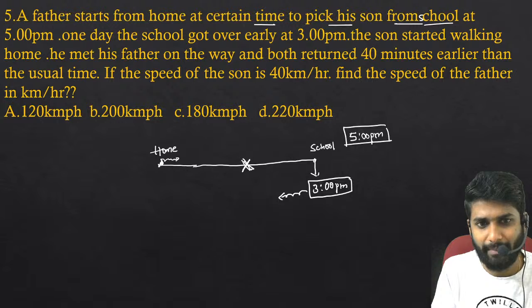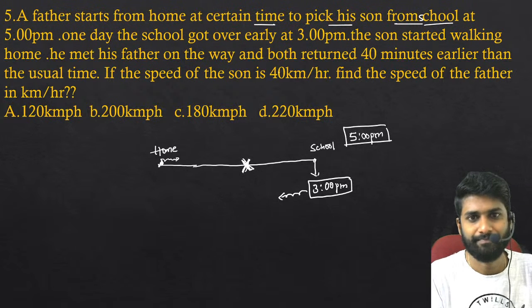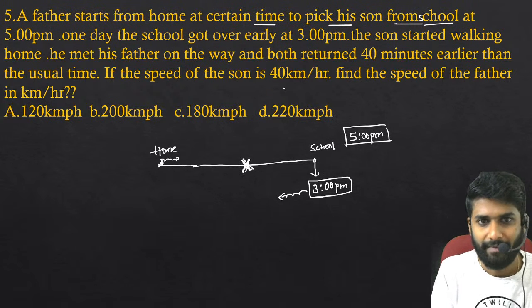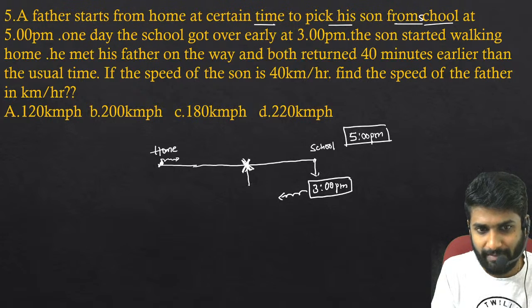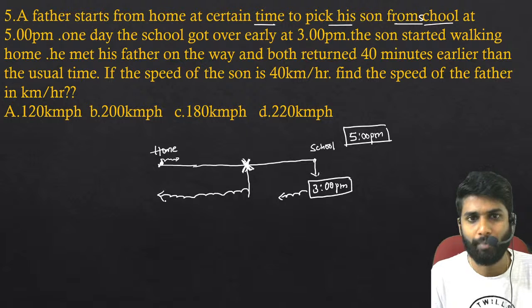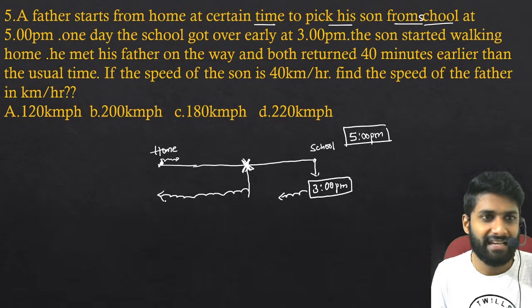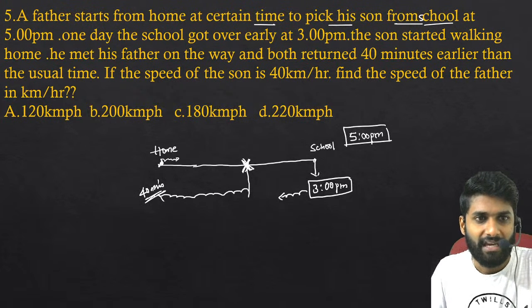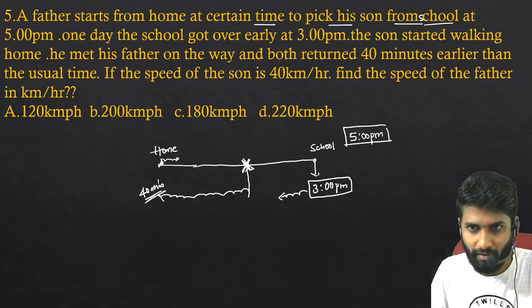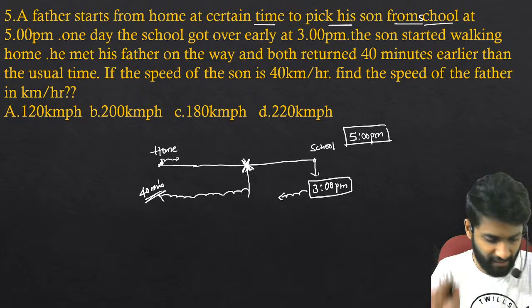So for example, this is the meeting point of both father and son. And if he meets his son on the way, both return 40 minutes earlier. So he picks up his son at this particular point and returns back home, and it takes 40 minutes earlier than the usual time. If the speed of the son is 40 kilometer per hour, what is the speed of the father? That is the information.